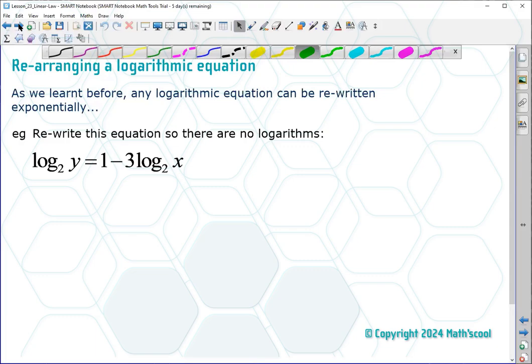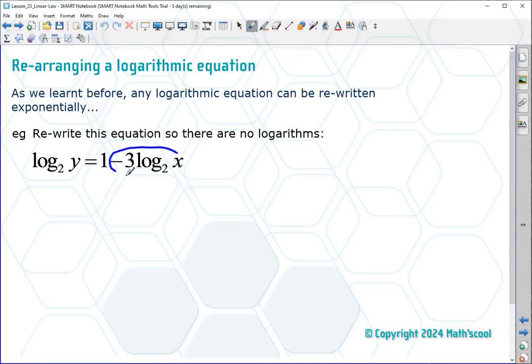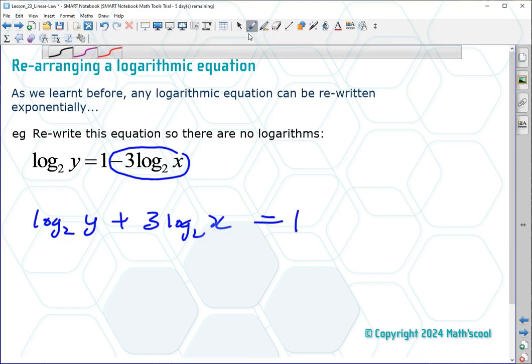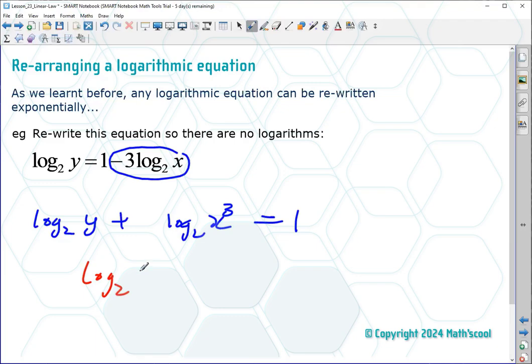We know you've got to collect all the log terms to one side, so I'm going to move this log term to the other side. So that gives me log to the base 2 of y plus 3 log to the base 2 of x equals 1. And then we want to squash those into a single log, but we can't squash them into a single log with that 3 at the front there. So what we do with that 3 is we lift it up into the power there, and then we can squash it into a single log. So that gives us log to the base 2 of yx cubed equals 1.